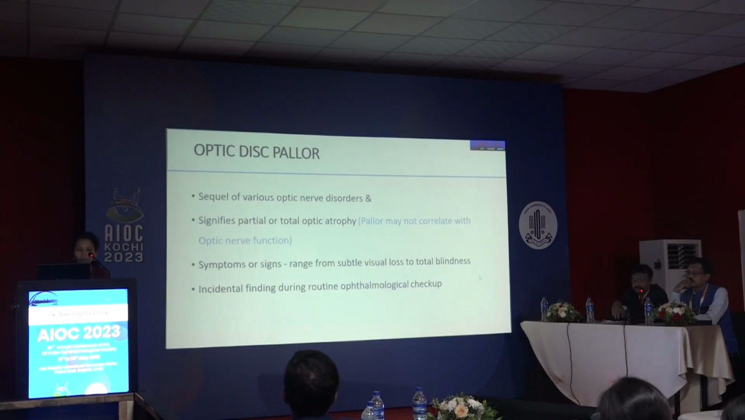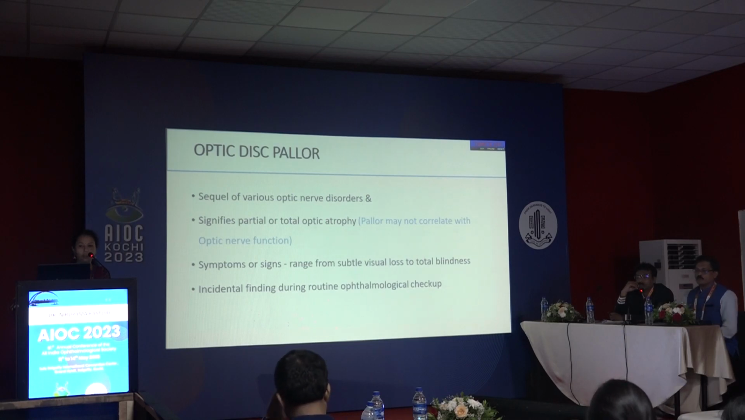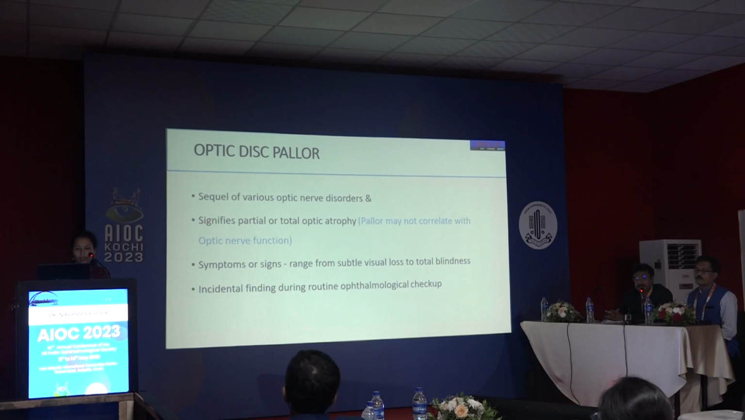Now coming to the approach for optic disc pallor. Optic disc pallor occurs because of sequelae of various optic neuropathies or optic nerve disorders, and it can be a partial or a total optic atrophy. Therefore the pallor may also be mild, moderate or severe depending on the extent of the optic atrophy. Sometimes the pallor may not correlate with optic nerve function, like the vision may be very poor and the pallor may be only in the temporal area. So that should be kept in mind.